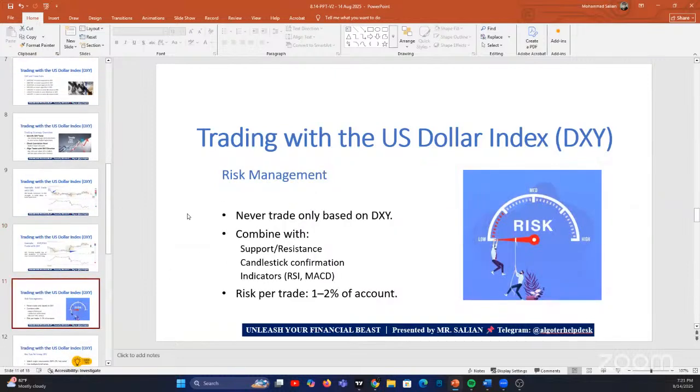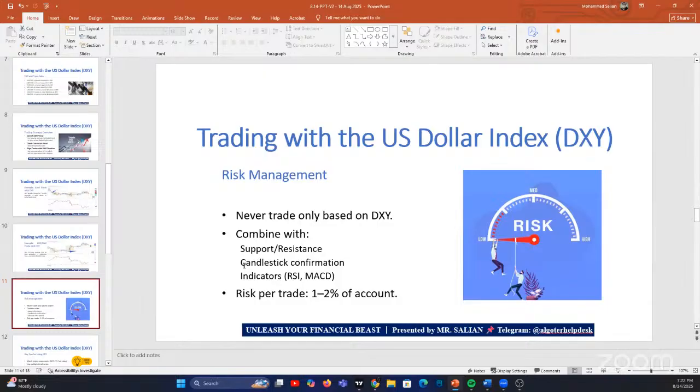Okay, so risk management. Never trade only based on the DXY. It's just another form of confluence for you. You will always have your trend line, your indicator, your stochastic, your MACD. Combine this with support and resistance, and some candlestick formations. We always like the bullish engulfing and the bearish engulfing, which we will enter right after those candle formations form in our chart, along with your indicators.